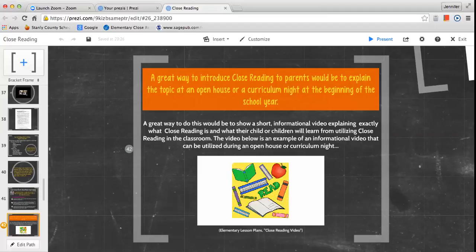A great way to do this would be to show a short informational video explaining exactly what close reading is and what their child or children will learn from utilizing close reading in the classroom. The video below is an example of an informational video that can be utilized during an open house or curriculum night.